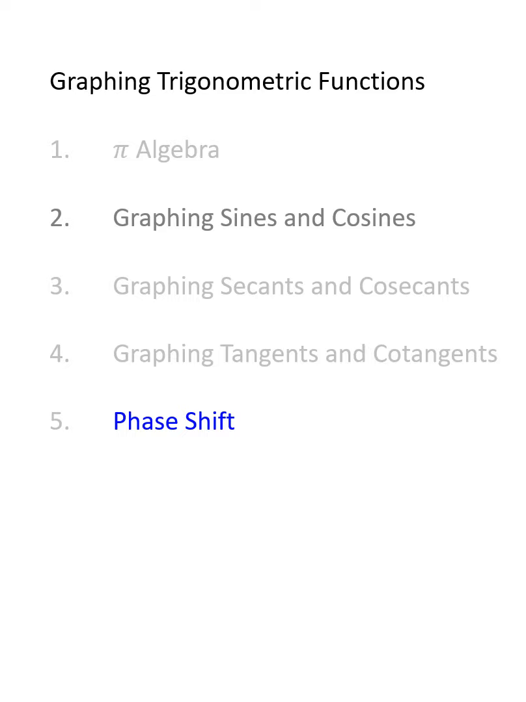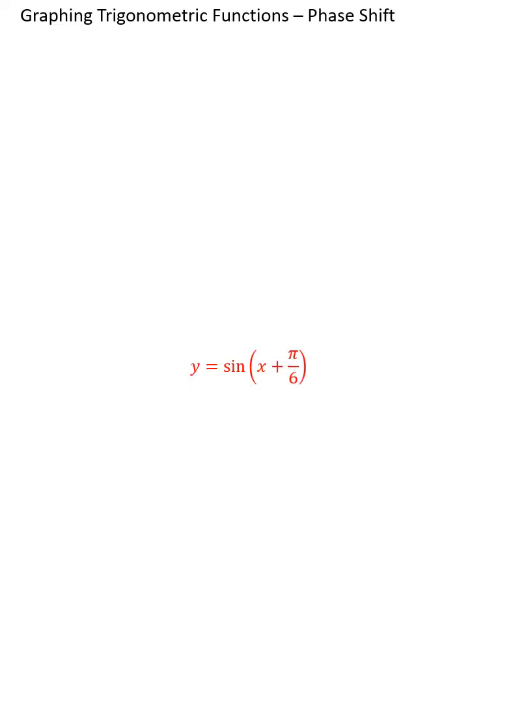Welcome to the last video in this series of 5 about graphing trigonometric functions. Here we consider a concept of phase shift, where trigonometric function graphs shift left and right. Here's our first of two examples.